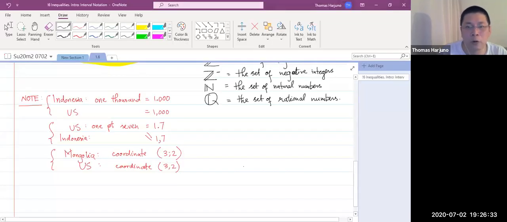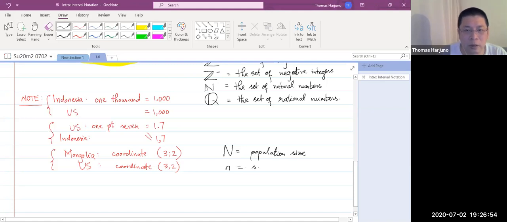You cannot say the following. This is a case I have in my stats class. In my stats class, I told them that capital N represents population size in statistics. This is population size, the number of people in the population. Lowercase n is for sample size. Both of them refer to sizes, but one is population, one is sample. Now then, what if somebody writes this?